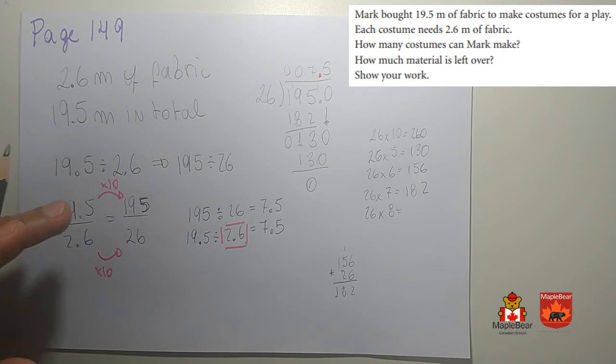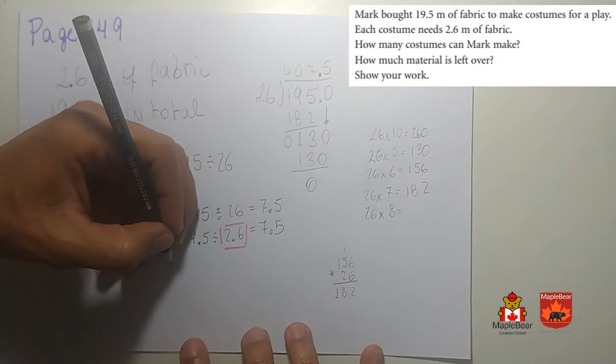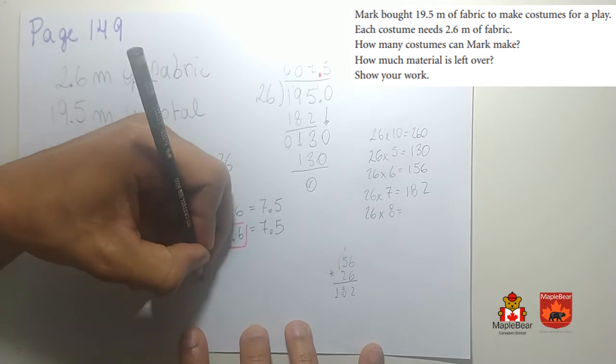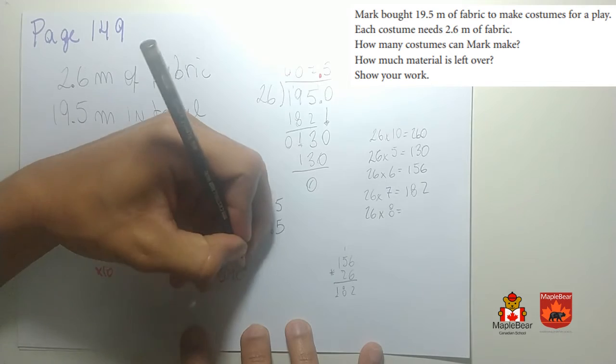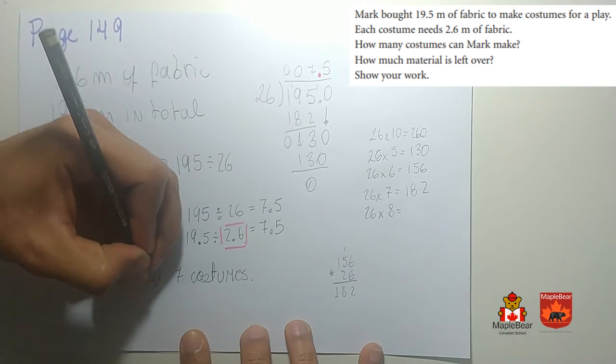So let's finish our question. It's asking, how many costumes can Mark make? Can he make 7.5 costumes? No. Either he makes 7 costumes, or he makes 8 costumes. Okay? So he's going to make 7 costumes. Nice. So that was for my first question.